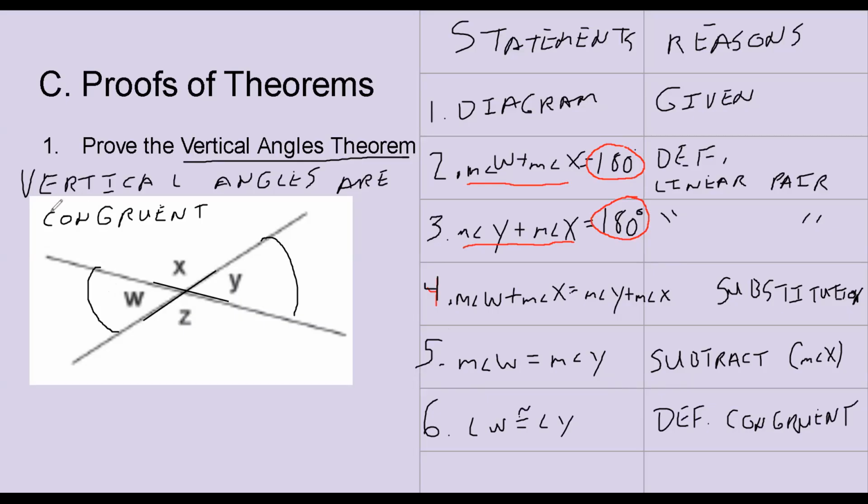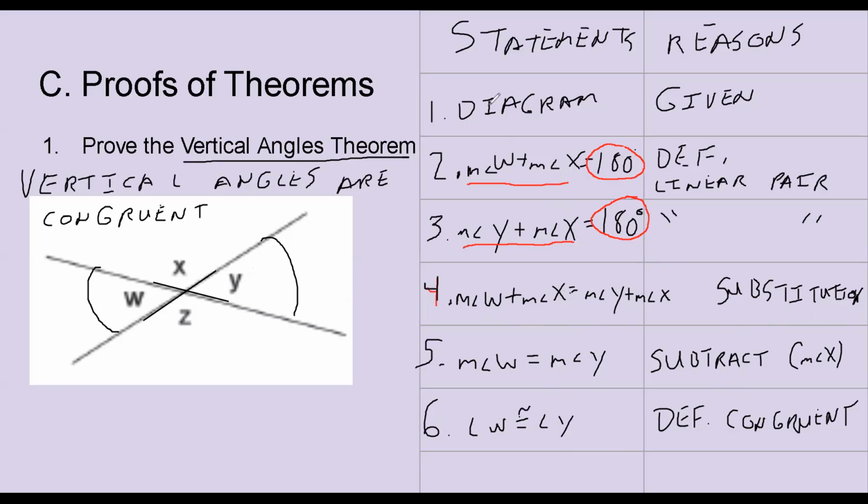So there we go. With this diagram, we were able to show that these vertical angles, W and Y, are congruent because both of them are linear pairs with X, which means that they have to add up to 180 with X, which means both of these equations equal each other by the substitution property of equality. And if I subtract the measure of angle X away from those equations, I'm left with the measure of angle W has to be the same as the measure of angle Y, which means, by the definition of congruent, that they are congruent.